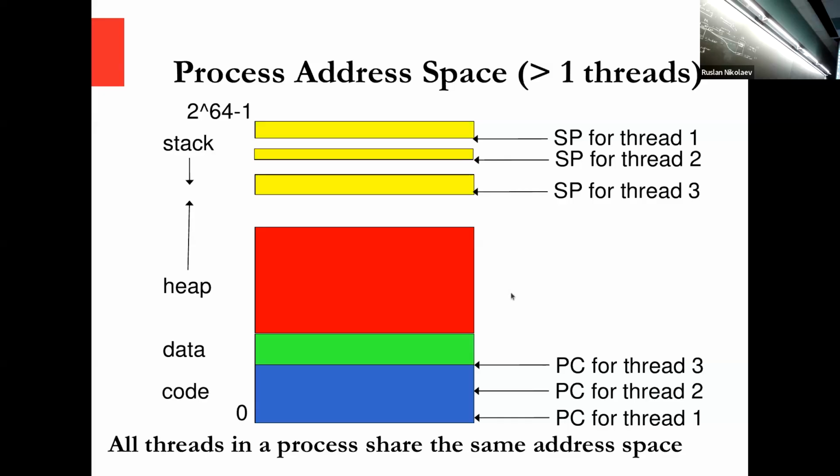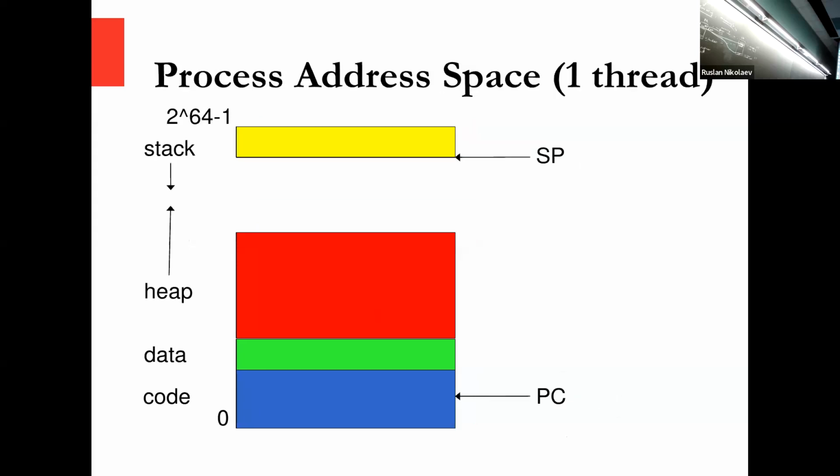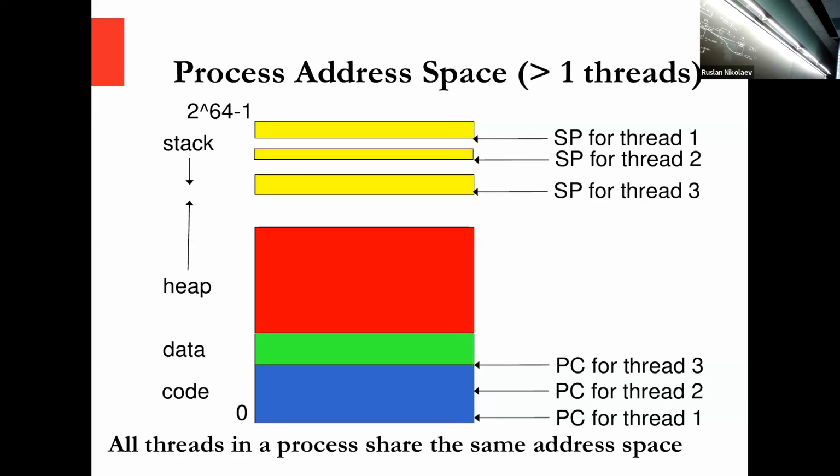Okay, last time we talked about threads and we looked at the address space, when we have one thread and when we have more than one thread. Recall that we have to have several stacks, one for each thread. That means each thread is going to have its own stack pointer and its own stack, and also the program counter is going to be different even though we share the same code.